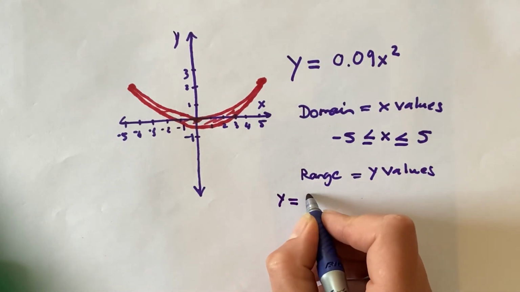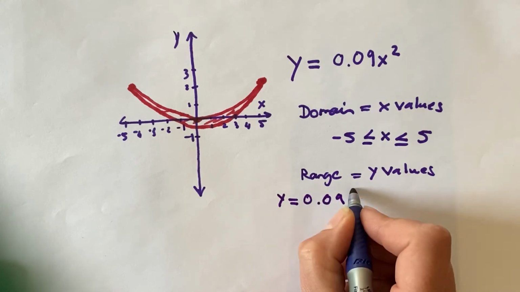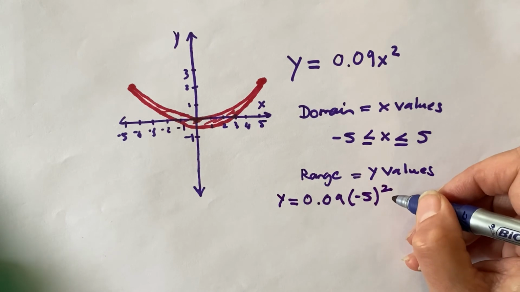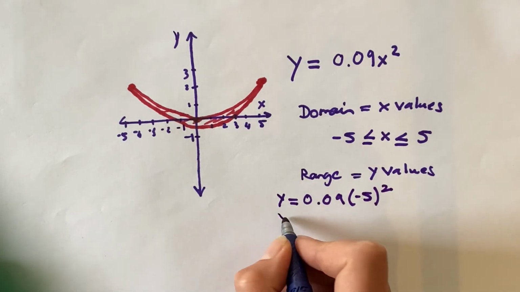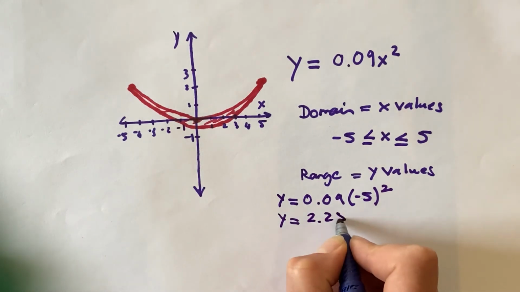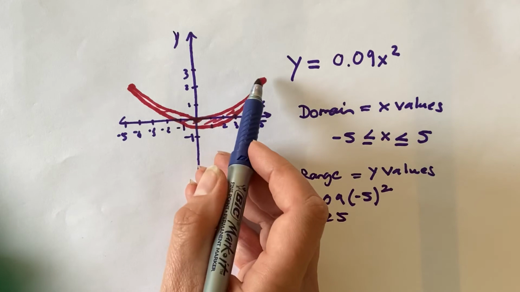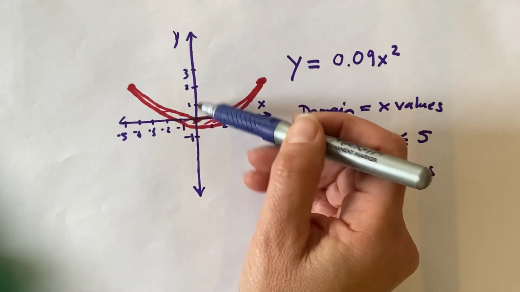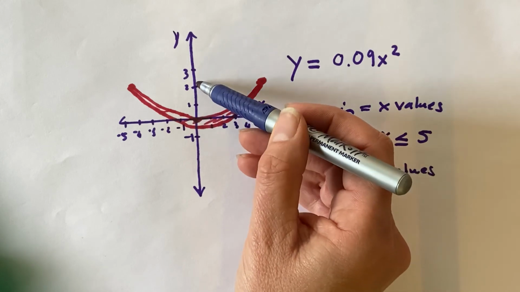y equals 0.09 times -5 squared, right? And I end up with y equals 2.25. And that makes sense because that's about what I drew, right? 2.25. But it's only from 0 to 2.25, right?